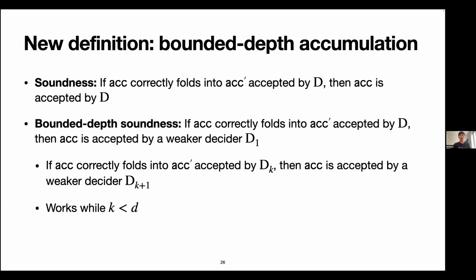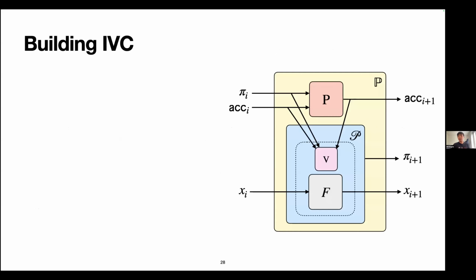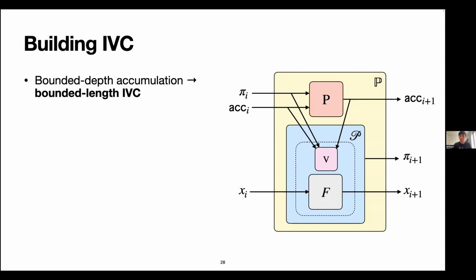Cool. Okay. So for the rest of this talk, I want to focus on how to build IVC from bounded depth accumulation. This diagram here is what an IVC from normal accumulation would look like. And for us, everything remains the same syntactically. You can just plug our accumulation scheme into this construction. But the key issue is that if you have bounded depth accumulation, then your resulting IVC scheme is also bounded length, in the sense that you're only able to prove a bounded number of steps. So if you set your parameters so that your accumulation scheme only supports 20 steps of accumulation, then your IVC only supports 20 steps of computation.